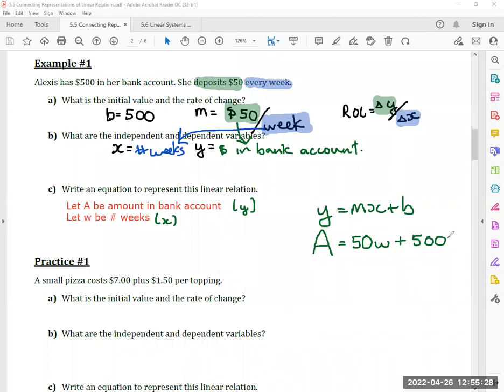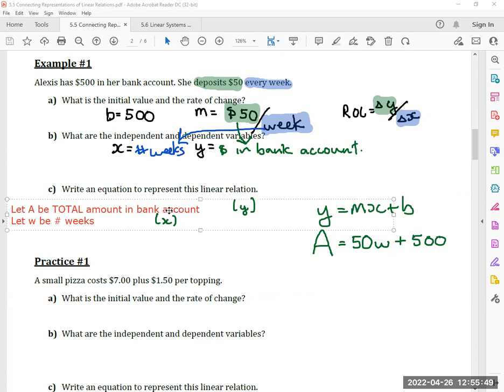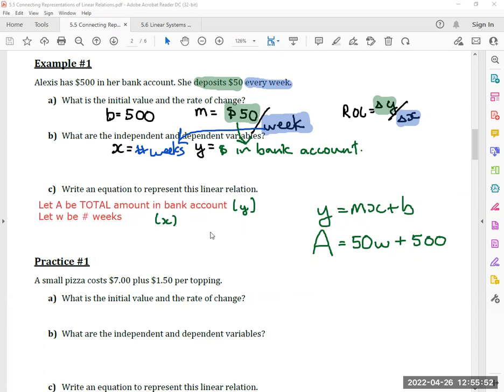Question. You say that the bank account, isn't that supposed to be the initial value? Oh, no, the total amount. Total amount. Does that make sense? So it could be 500. It starts at 500, but it keeps on growing, right? So that's my final. It's like 500, and then 550, and then 600, and 650. So that's my Y value.